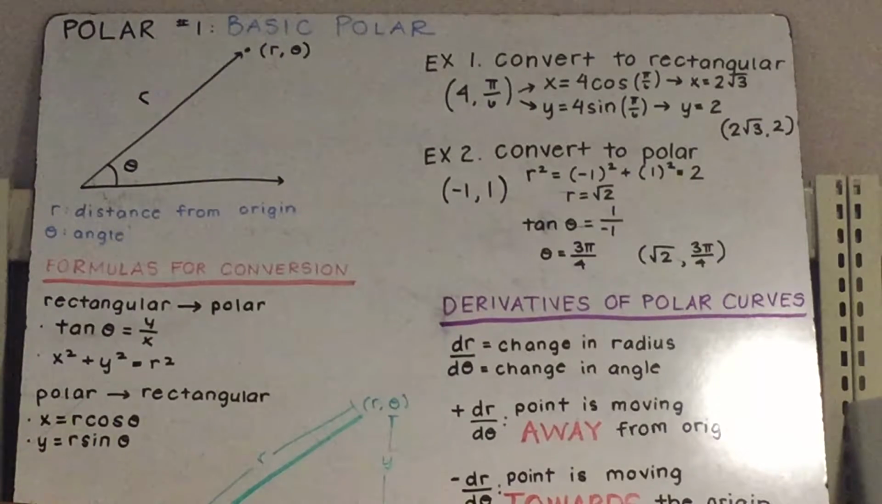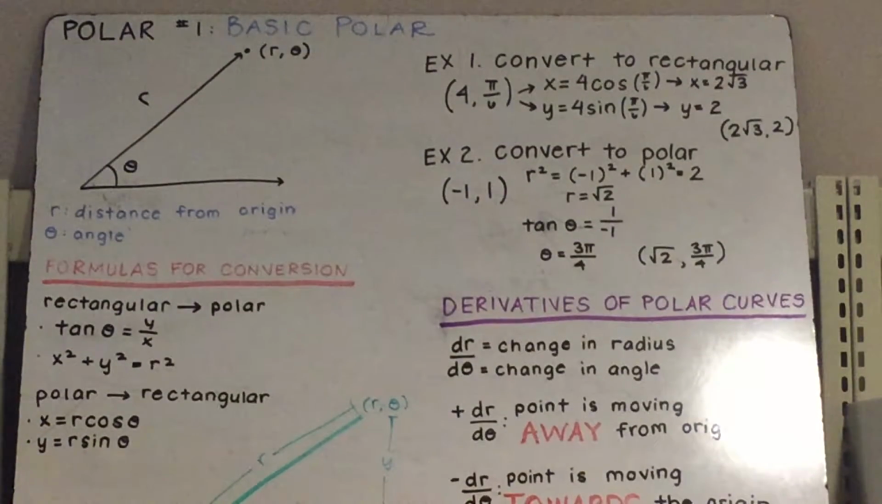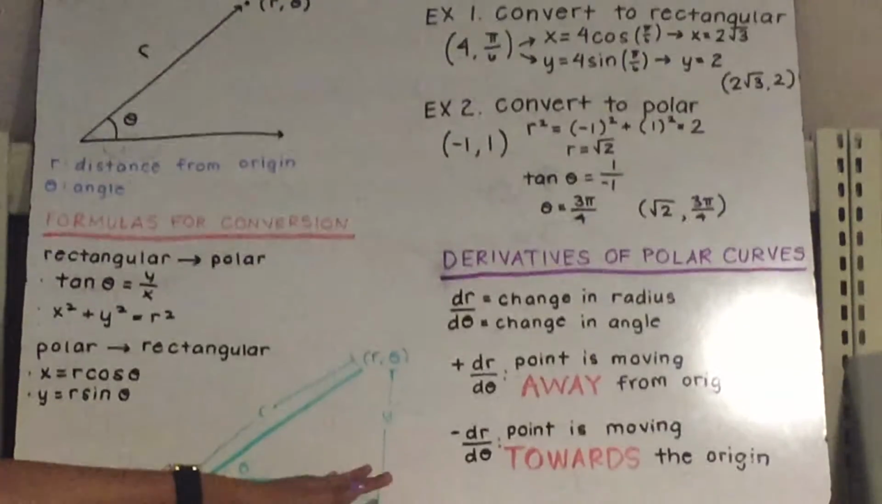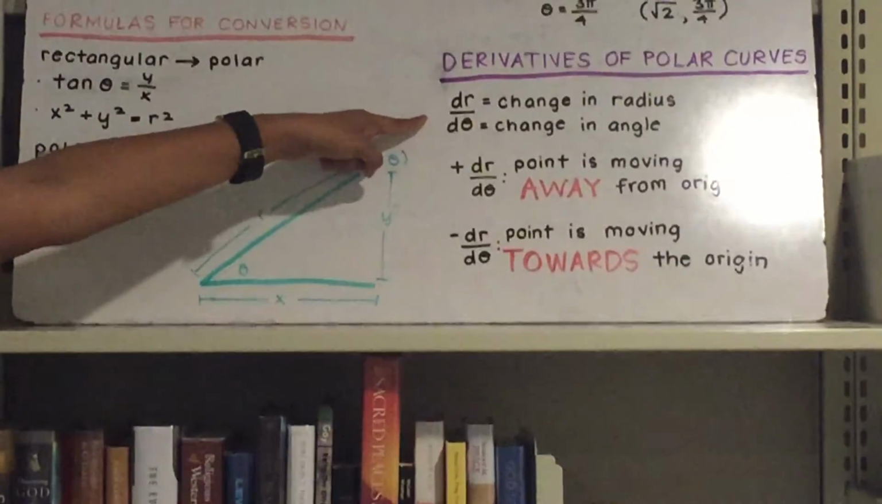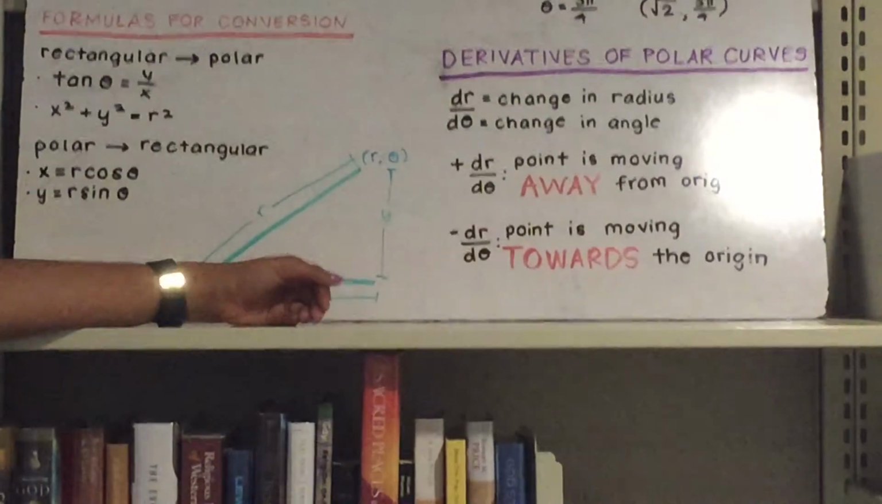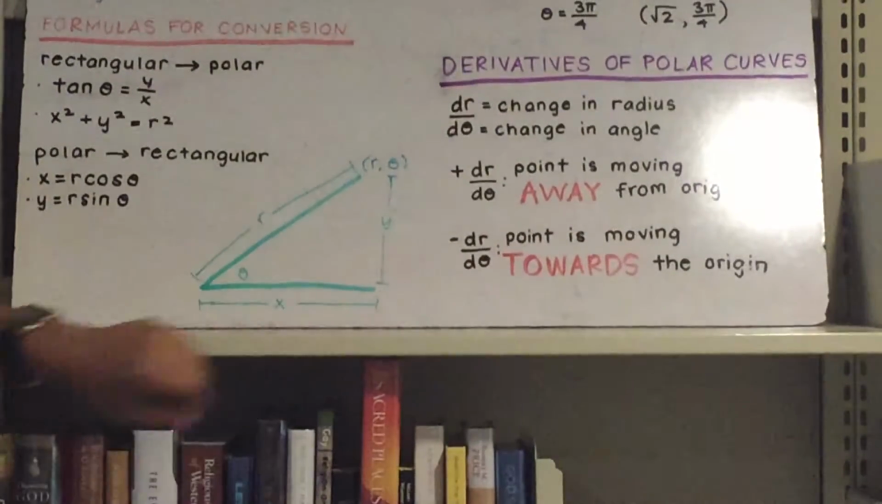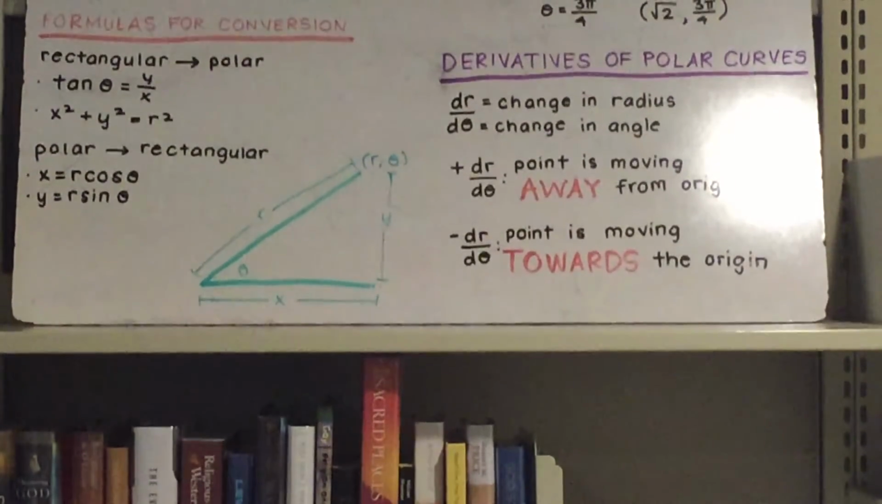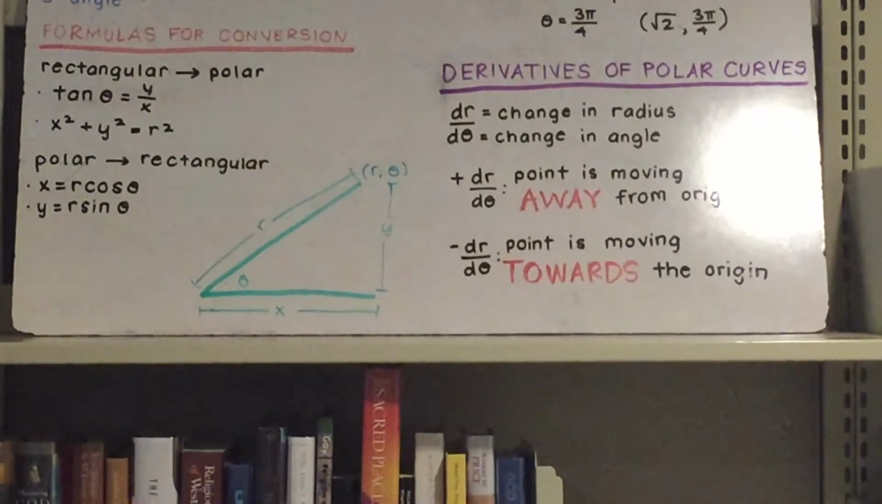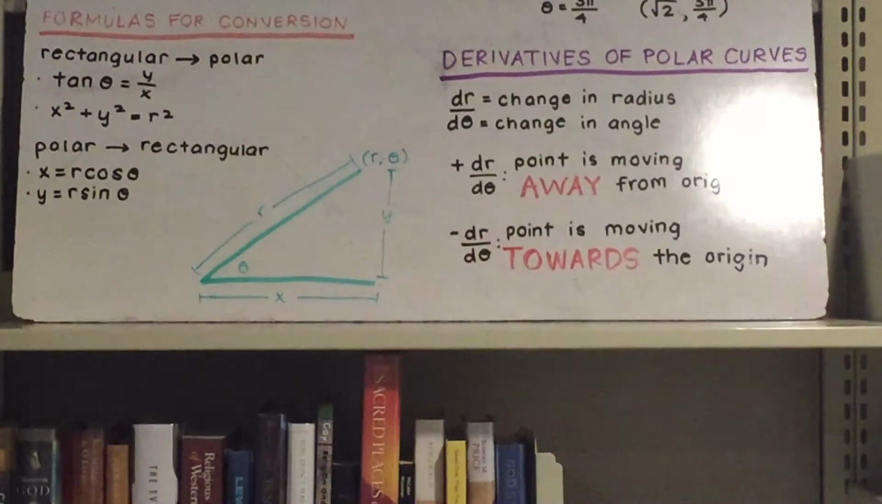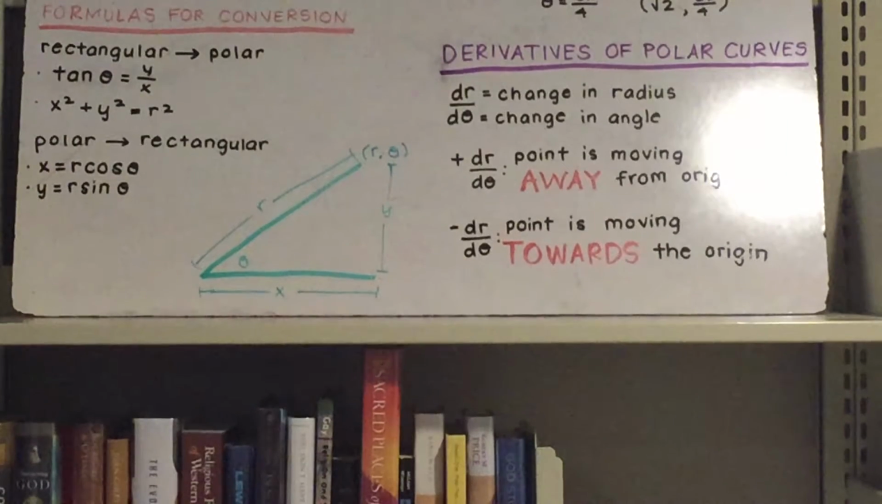The last thing we're going to talk about is derivatives of polar curves. We'll get to polar curves in a later video, but all you need to know is that just like you find dy dx, you can find dr d theta. So dr is the change in radius, and d theta is your change in angle. When dr d theta is positive, that means your point is moving away from the origin, so all of your values are increasing. If your dr d theta is negative, then your point is moving towards the origin, so all of your values are decreasing.